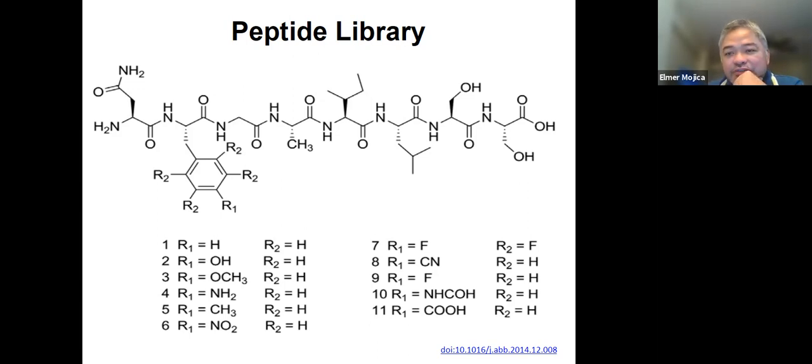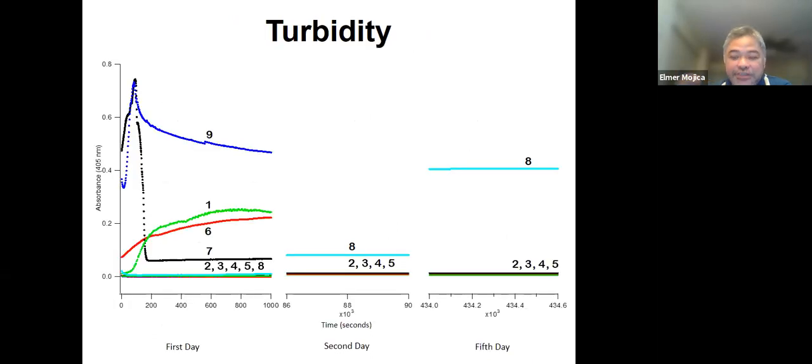Because what we're trying to do is see how this ring affects the amyloid formation. So we're trying to look at the environment. What happens if there is amyloid formation? What happens when there is a solid aggregation of the peptide that we have? So we monitor them using different spectroscopic methods. So we do the turbidity study. So this is using absorbance at a certain wavelength.